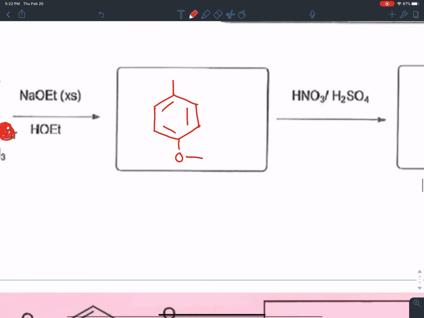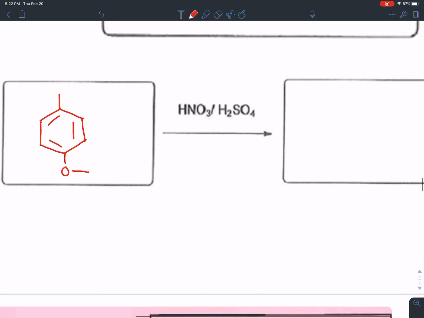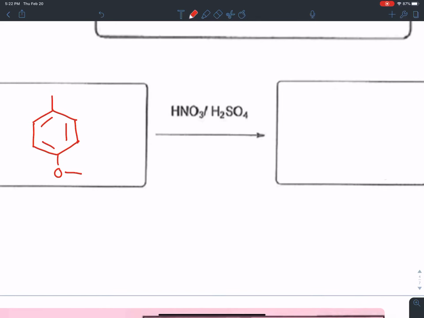Like that. Now you want to take this and put it through HNO3. Well, between this and this, this donates by inductive effect, this donates by resonance, so resonance wins. We're going to listen to this. The para spot's already taken, so the next thing will go here or here. We need to add a NO2, so we're going to add it to one of the ortho spots, like that.